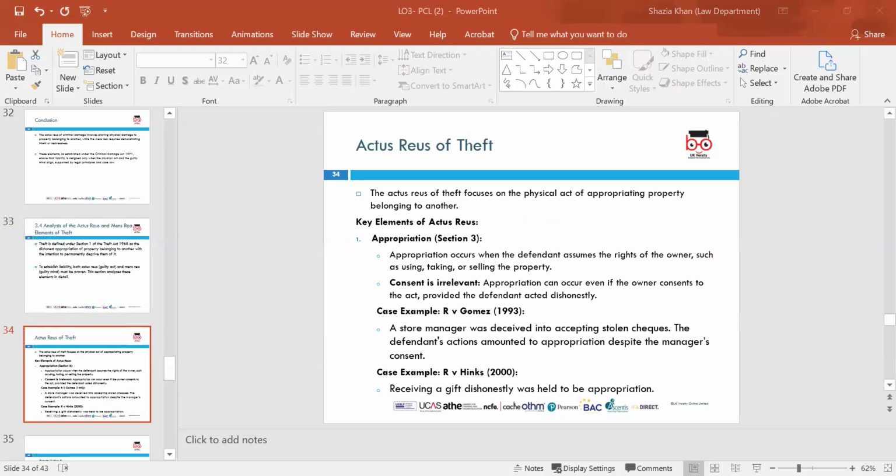And the case here is the R v Gomez case 1993, where a store manager was deceived into accepting stolen cheques. The defendant's actions amounted to appropriation despite the manager's consent. Then we've got the case of R v Hinks 2000, where receiving a gift dishonestly was held to be appropriation.